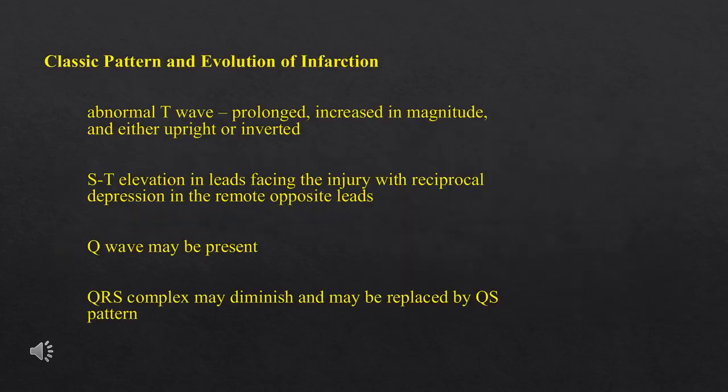This is a classic pattern and evolution of infarction. An abnormal T wave, which is prolonged, increased in magnitude, either upright or inverted, and then an ST elevation in leads facing the injury with reciprocal depression in the remote opposite leads. A Q wave may be present, and then the QRS complex may diminish and may be replaced by a QS pattern.